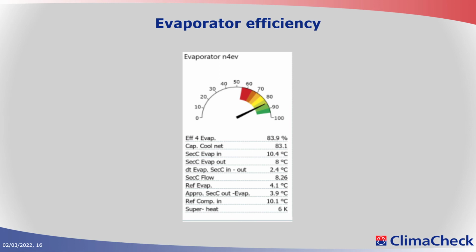The equivalent on the evaporator, we're checking the water in and out, the flow of this water, the evaporation temperature, and the difference between the evaporation temperature and the water exiting the evaporator. In the same way, we would like to have this difference, this approach temperature, to be as low as possible. In that case, we will have a high evaporator efficiency.